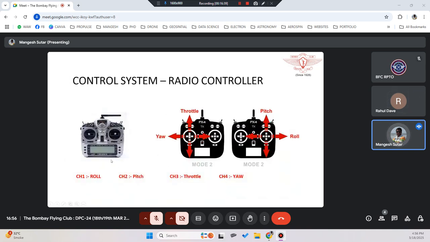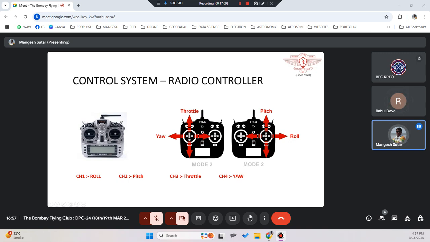If you see this remote control, you have 4 channels. Channel 1 is your roll, channel 2 is your pitch, channel 3 is throttle, and channel 4 is yaw. Then there are other switches and controls. You can have a remote control with 8 channels, 10 channels, 12 channels, 16 channels, like that, for multiple different functionalities.